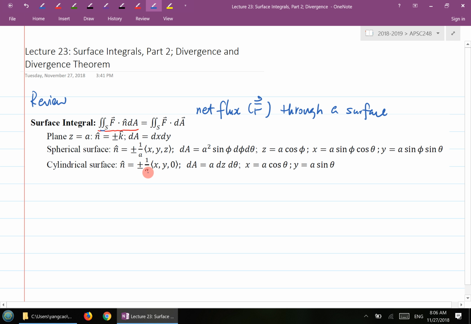Cylindrical, similarly. So n hat is positive or negative 1 over a times x, y, 0, and then we can use dz d theta as the two variables for the double integral, and dA is a dz d theta. So this is what we found in the previous lecture here.